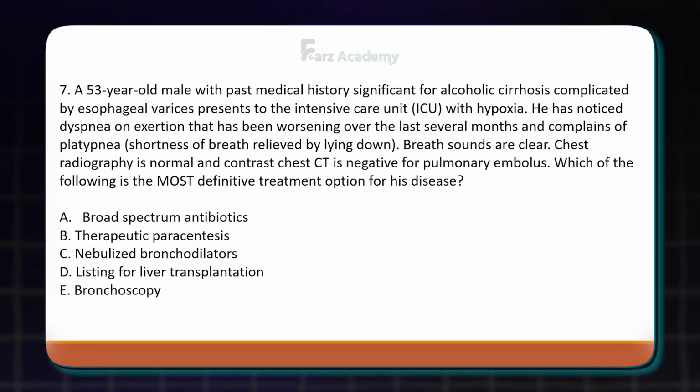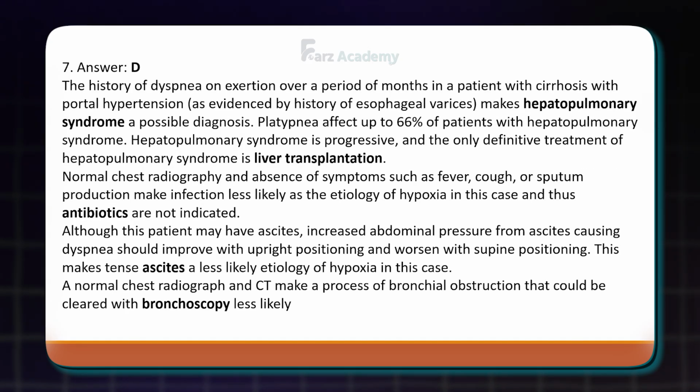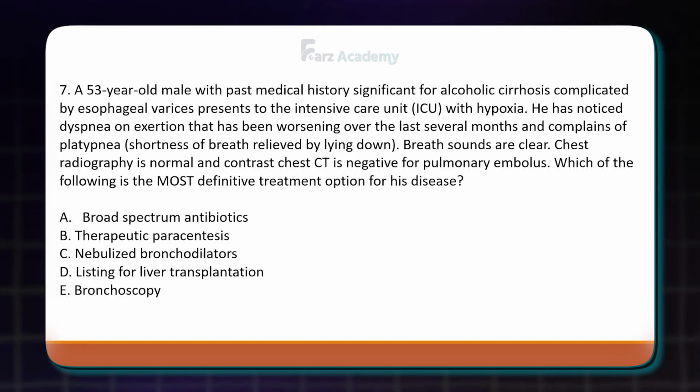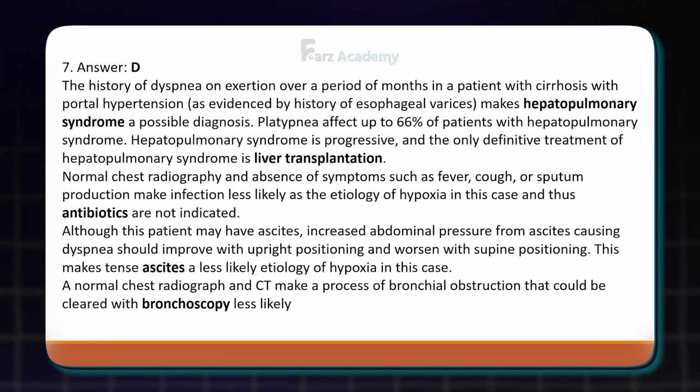See, the most definitive treatment for this is liver transplant. This is a very typical case of hepatopulmonary syndrome, and the clue was given in the fourth line. Platypnea. Platypnea is very typical of hepatopulmonary syndrome, which we see. So it was hepatopulmonary syndrome. The definitive treatment for it is liver transplant.